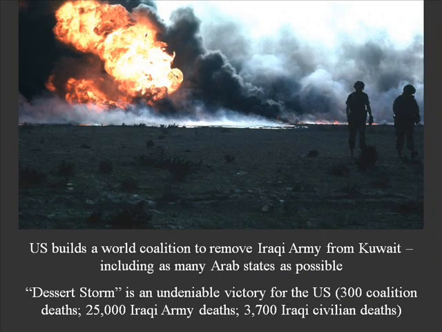Okay, so the U.S. builds a worldwide coalition that they call the Coalition. And they launch the attack against Kuwait to knock Saddam Hussein's army out of Kuwait. They include as many Middle Eastern and Arab states as they possibly can because they don't want this to be seen as a Western war against a Middle Eastern country. And they very notably make sure that Israel is not included in this coalition.